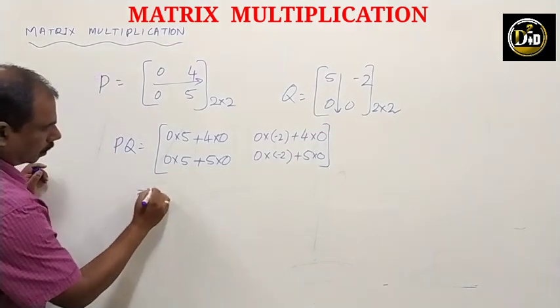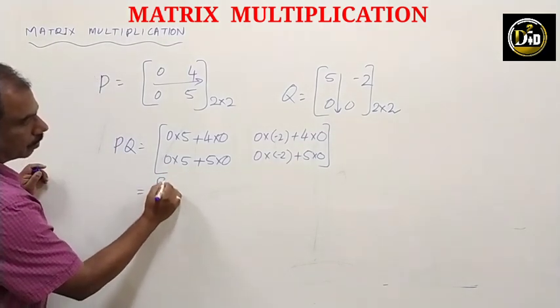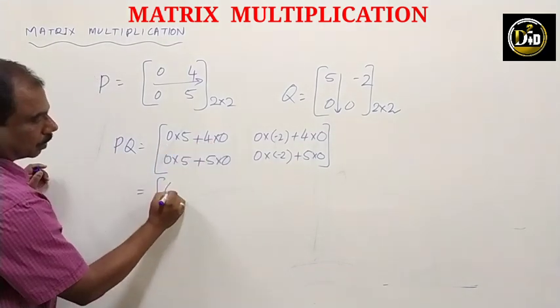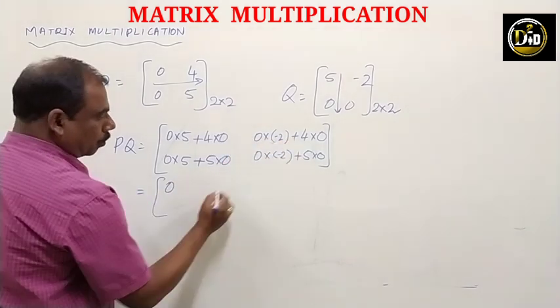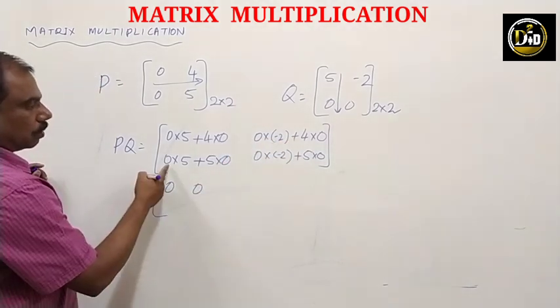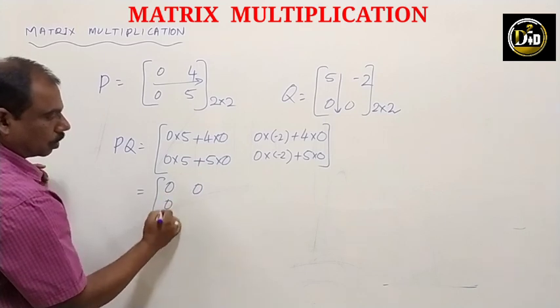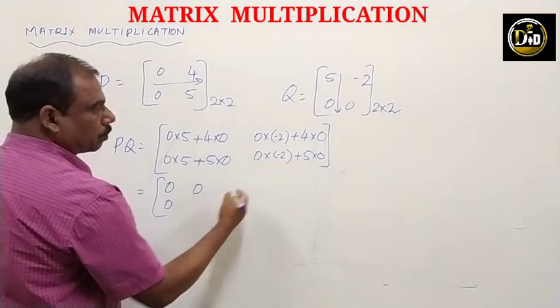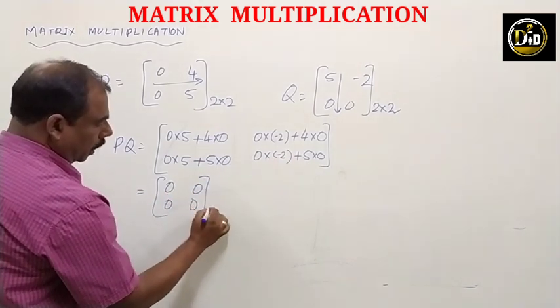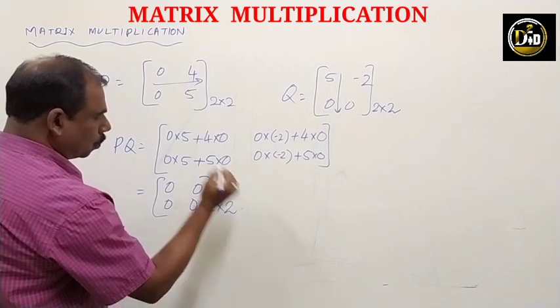On simplifying, we get 0 into 5, 4 into 0, that is 0. 0 into minus 2 and 4 into 0, that is again 0. 0 into 5 plus 5 into 0, 0. 0 into minus 2 plus 5 into 0, that is also 0. And it is of order 2 by 2.